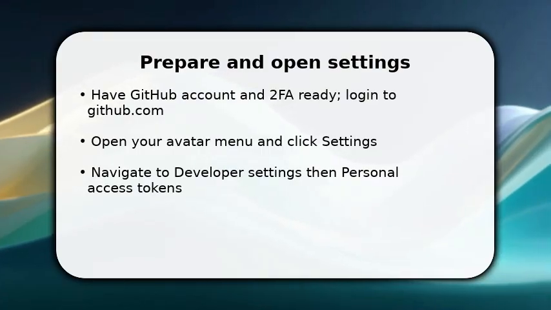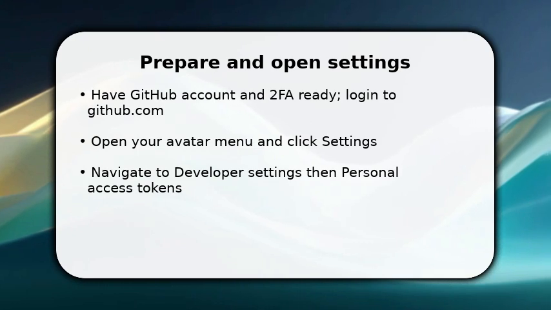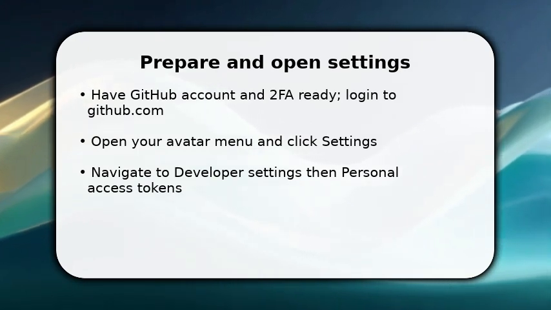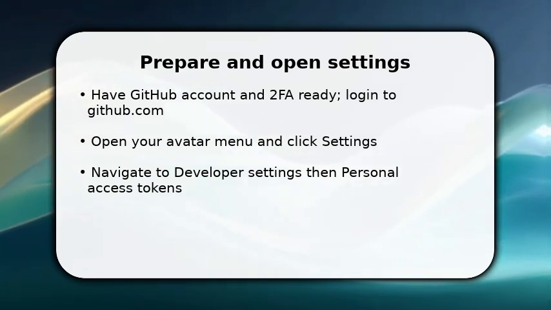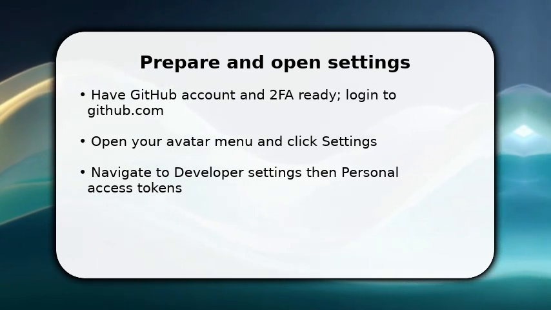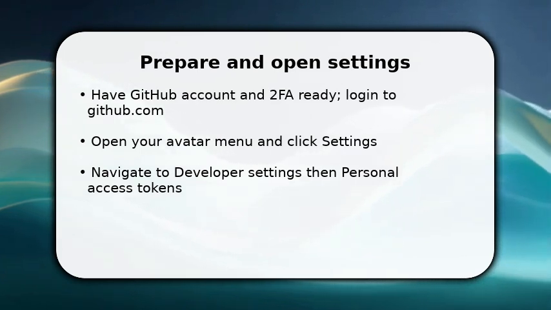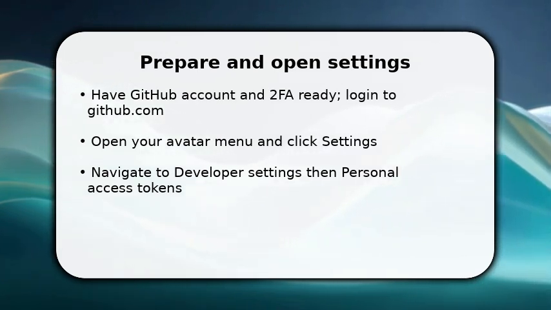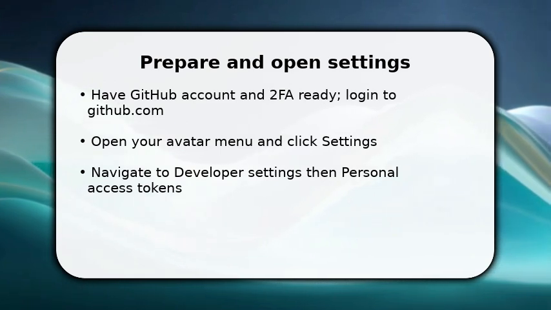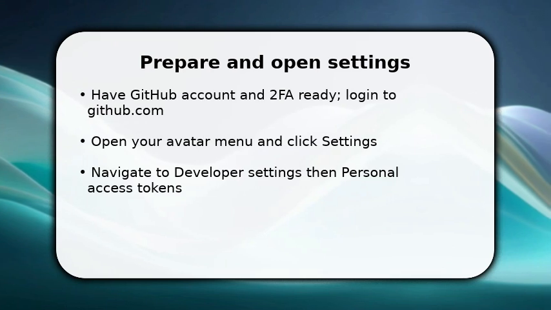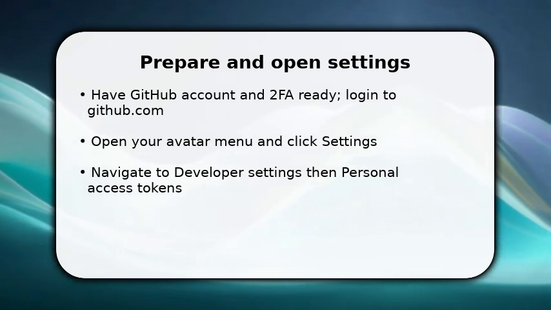You're starting with the essentials, logged into GitHub with two-factor authentication enabled. Once logged in, open your avatar menu at top right and choose Settings so you're in the right account context. Make sure you have an idea which repositories and scopes you need. This guides permissions. Next, click Developer Settings, then Personal Access Tokens to begin creating a token.